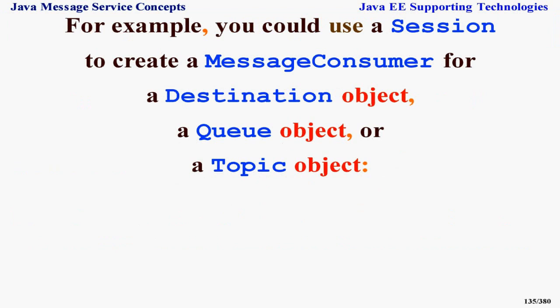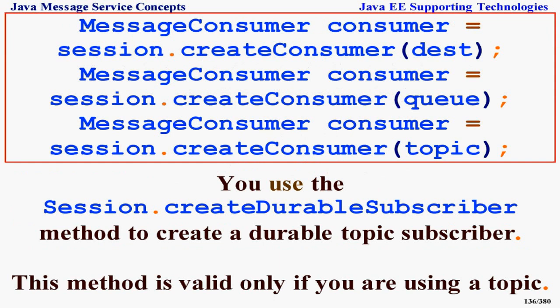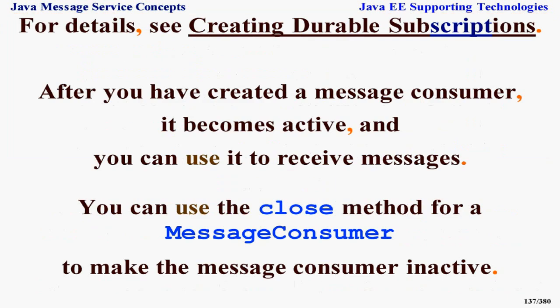For example, you could use a session to create a message consumer for a destination object, a queue object, or a topic object. MessageConsumer consumer = session.createConsumer(dest); MessageConsumer consumer = session.createConsumer(queue); MessageConsumer consumer = session.createConsumer(topic). You use the session.createDurableSubscriber method to create a durable topic subscriber. This method is valid only if you are using a topic. For details, see Creating Durable Subscriptions.